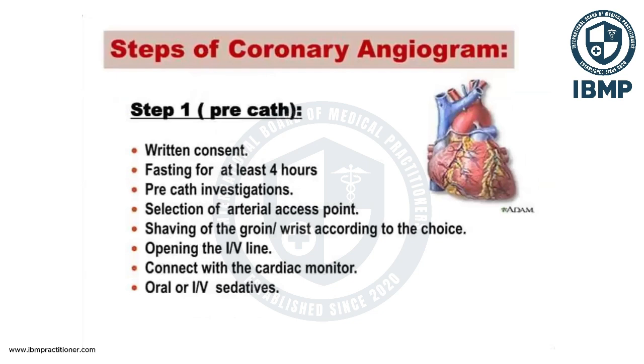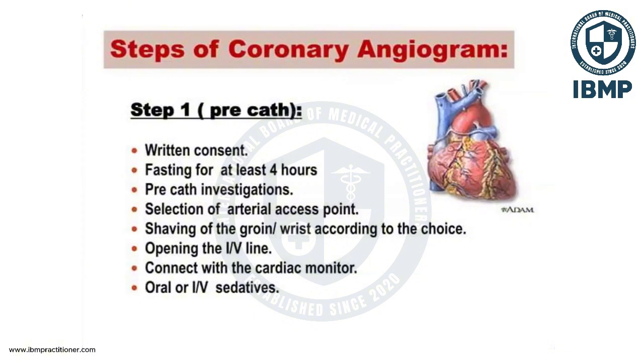Now, how to do it? There are a few steps. Pre-cath, we have to take written consent and at least 3 hours of fasting. Pre-cath investigation is a must: viral markers like HBsAg, HIV, HCV. We have to know the hemoglobin because the patient may have anemia, the sugar level, urea and creatinine, and electrolytes. Also a basic ECG and echocardiography. These are the pre-cath investigations you have to know at any cost.